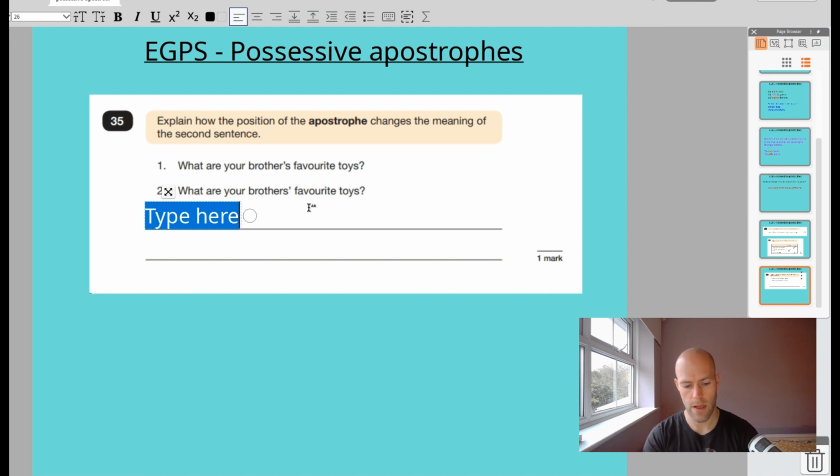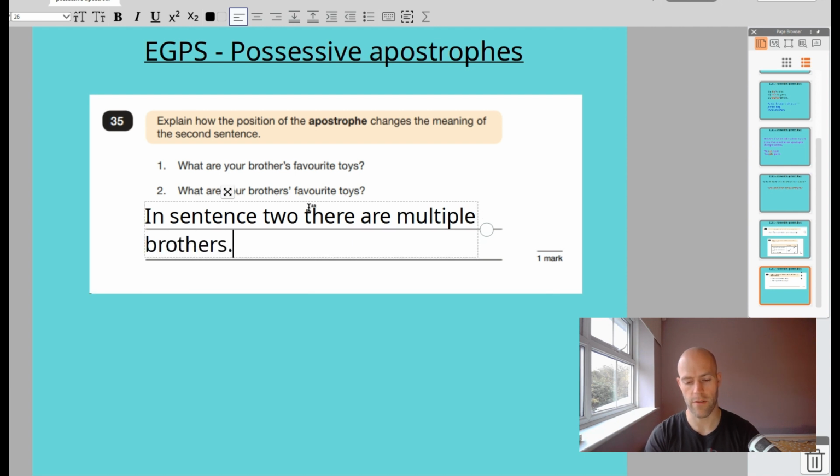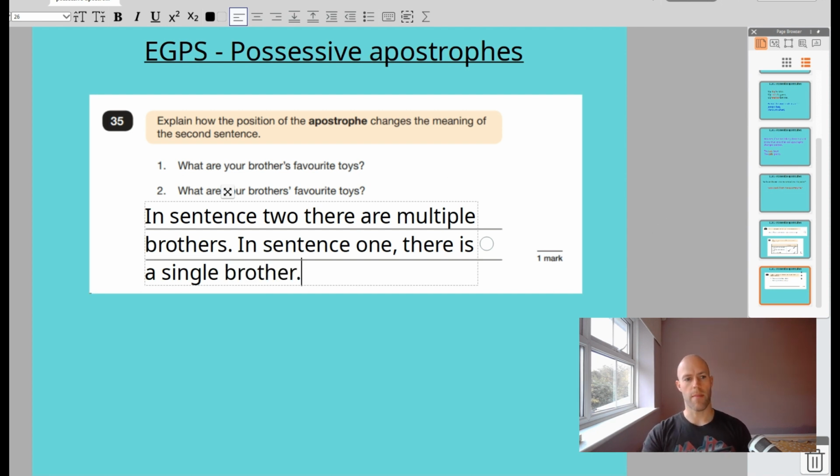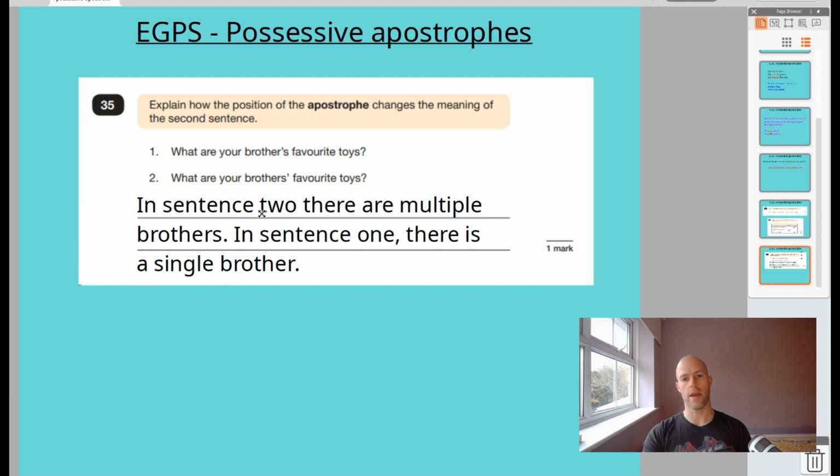Excuse the clicky keyboard. In sentence two, there are multiple brothers. And just to be absolutely sure, in sentence one, there is a single brother. So be really specific. Make sure you reference individual sentences. Don't just say it changes the number of brothers. It's not enough. Say in sentence two, there are multiple brothers. In sentence one, there's a single brother. That proves to the marker and everybody that you know exactly what that apostrophe means, and the changing of the position of it changes who owns it or how many people own it.